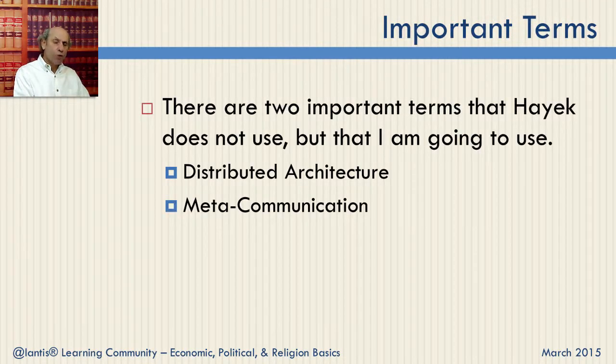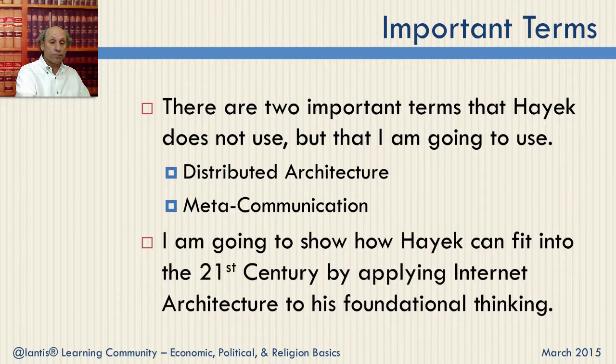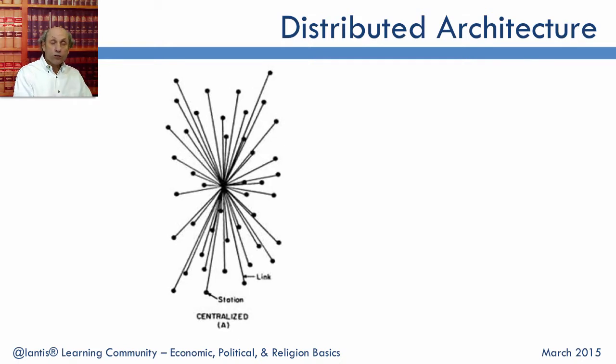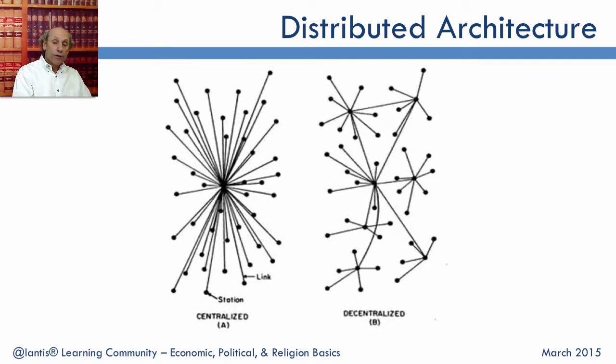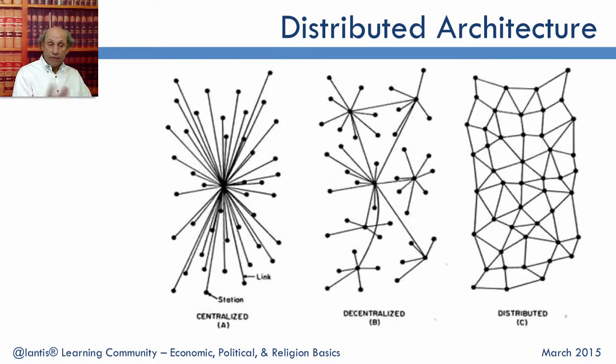So I'm going to add two more terms that Hayek didn't talk about, and that is distributed architecture and meta-communication. These are terms that I bring from communication directly into this discussion. And then I'm going to show how Hayek can fit into the 21st century by applying internet architecture to his foundational thinking. So let's think a little about distributed architecture. When the phone company was first started, and when I started in the phone company, it was all centralized with a central office. Then you had a decentralized approach. And then finally, remember, this goes back to my discussion of the history of the internet, you have a distributed architecture.